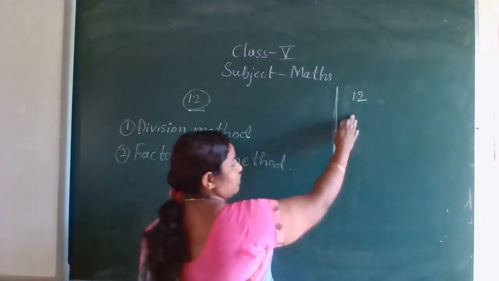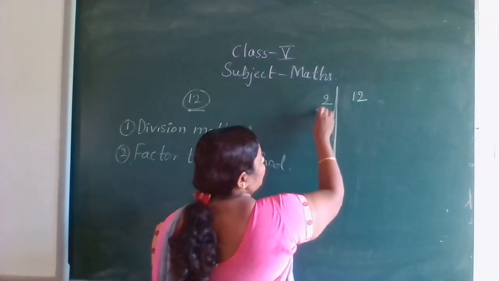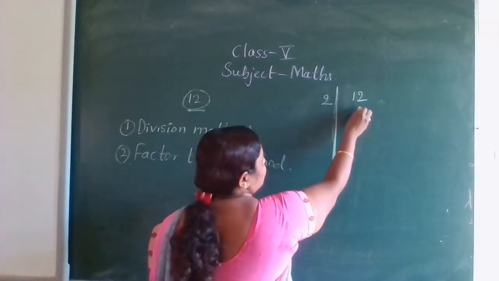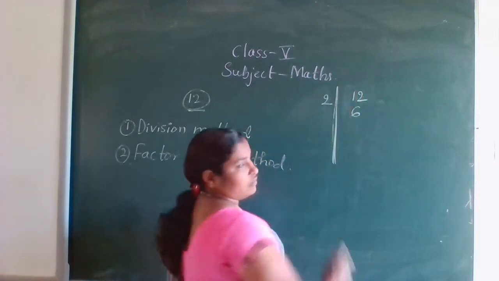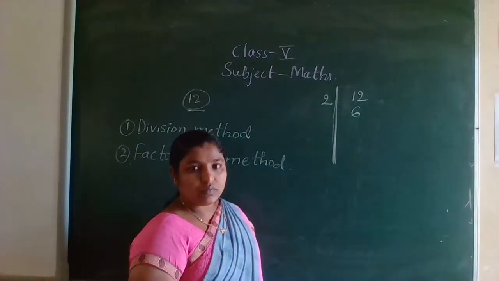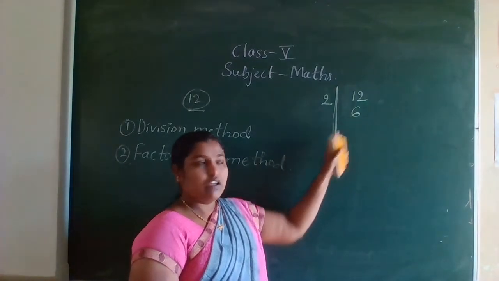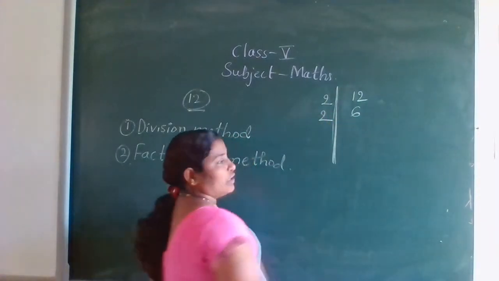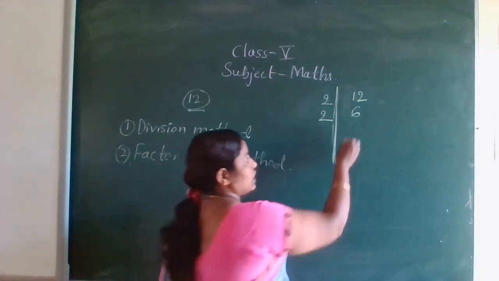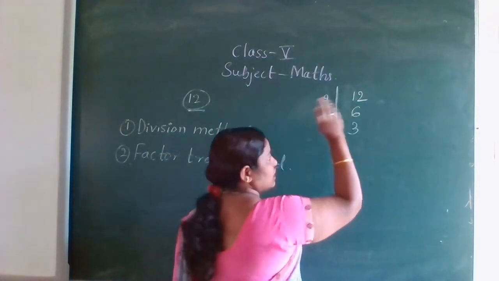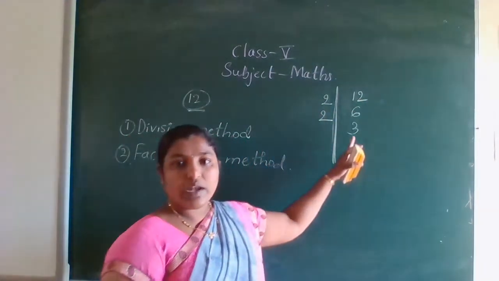So we should do the division method. How? 2 times how much is 12? 2 sixes are 12. Again the ones place is 6, which is 0, 2, 4, 6, so we should take 2 again. Yes, 2 threes are 6.